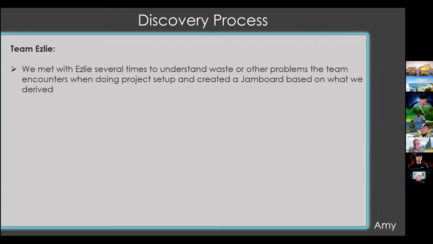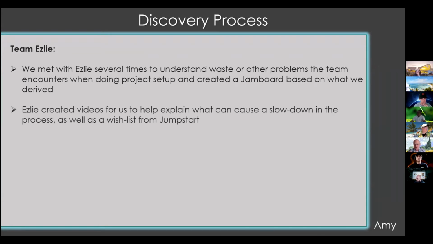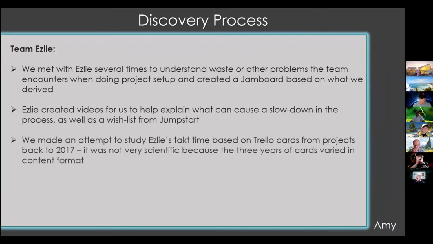Part of our discovery process was with Team Esley. We met with Esley several times to try to understand where the problems were that her team was encountering. Where's the waste? Where's the redo? We created a Jamboard based on what we derived. Esley created videos for us to help explain what can cause the slowdown, as well as a wish list from Jumpstart. We made an attempt to study Esley's takt time based on the Trello cards, and we tried to go all the way back to 2017, but it wasn't really scientific because the cards varied, and Damien's going to talk about that a little bit more.